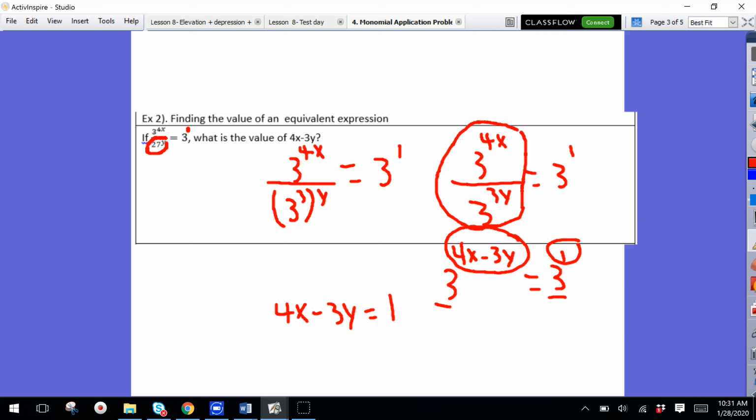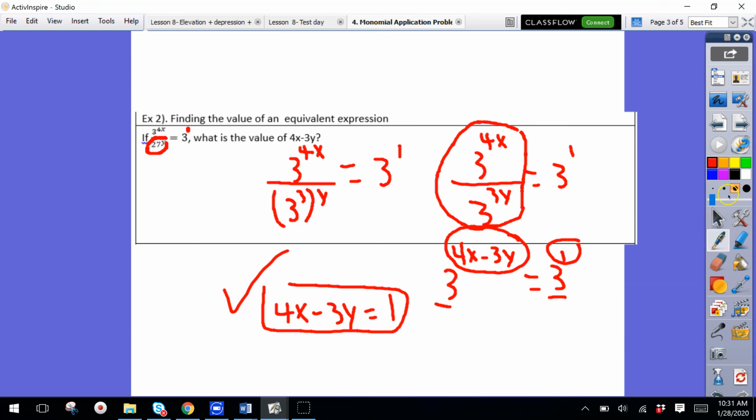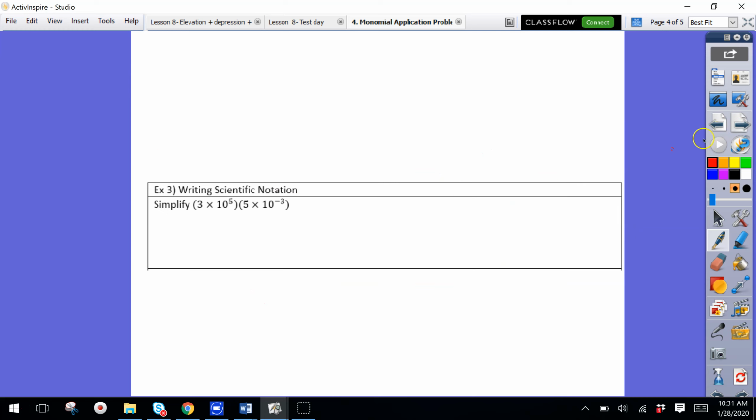And did I answer the question? Let's go back. What is the value of 4x minus 3y? It's 1. We're done. That's it. Okay, so again, this is more of a PSAT, SAT question that I wanted you guys to get exposed to. So now let's do another, this is more application.